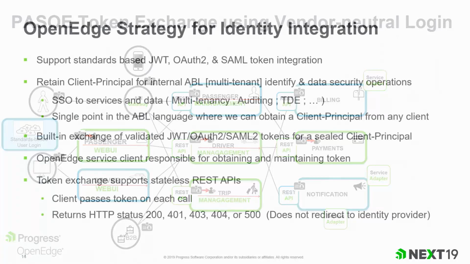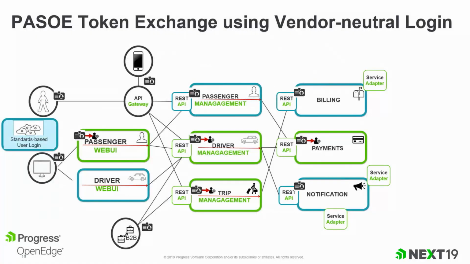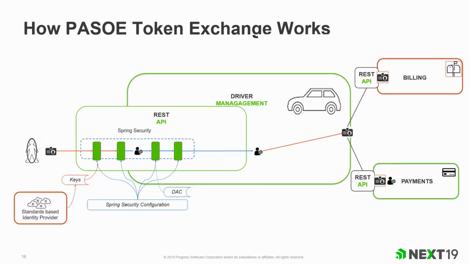PASOE can try to approximate the relevant token claims and their associated client principal attributes. PASOE token exchange already does most of this. It has the ability to pass identity tokens throughout all your services. The token exchange functionality can accept your standards-based identity token and render it, usually, as a sealed client principal. It allows your ABL services, your applications, and your database to utilize that identity information just like you were able to handle the client principal before.